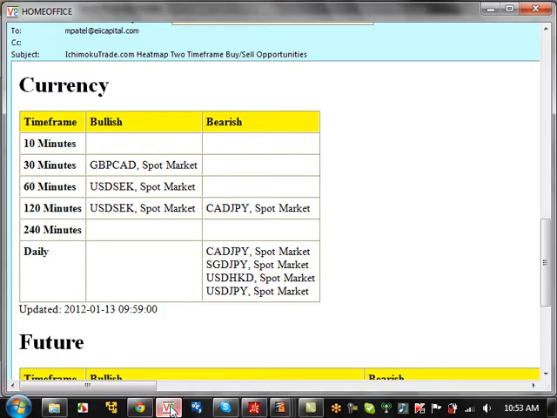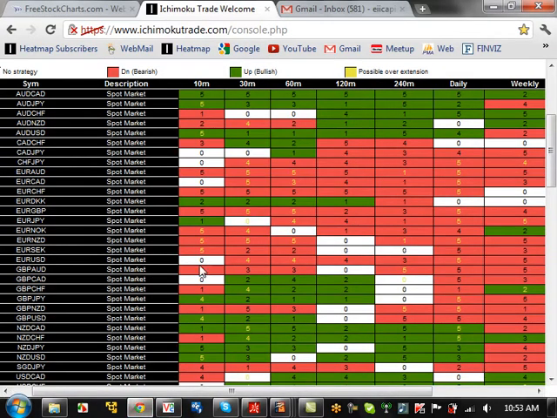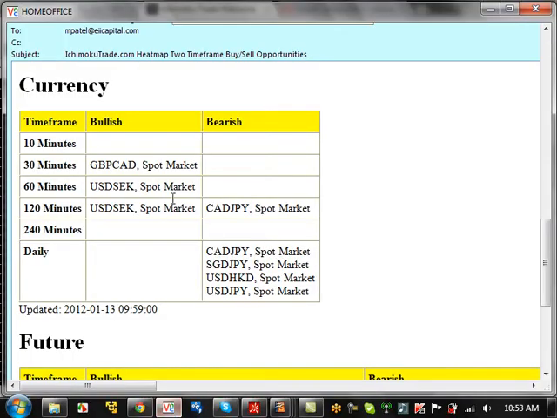Okay, so the very first thing we're going to do is look at our heat map. Instead of looking at the heat map on the currency side, we have an email module that goes out and gives you 2 time frame buy and sell opportunities. That gives you an idea of all the opportunities there. Each row represents a 2 time frame buy and sell opportunity. If you find a pair in 2 separate rows, then possibly it's going to be a 3 or 4 time frame opportunity.